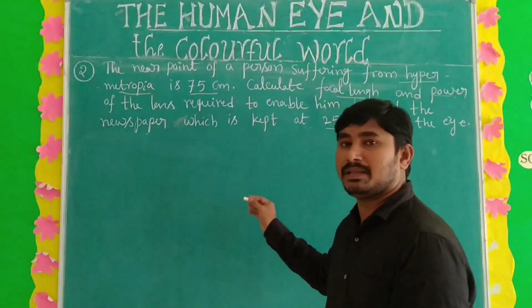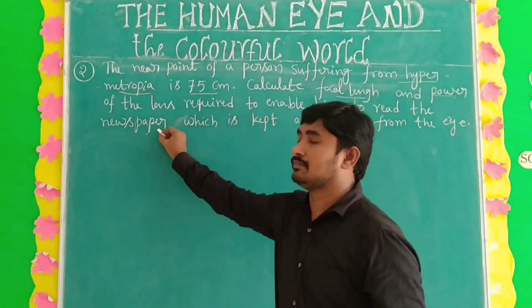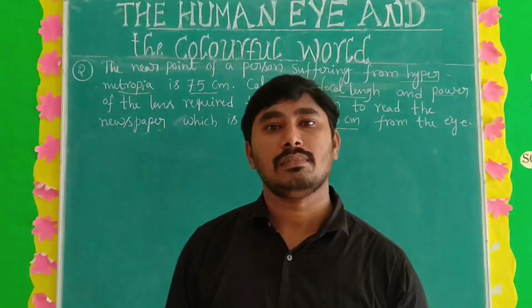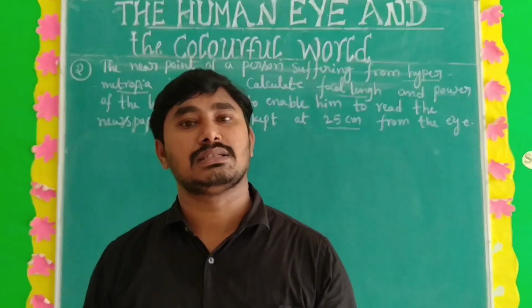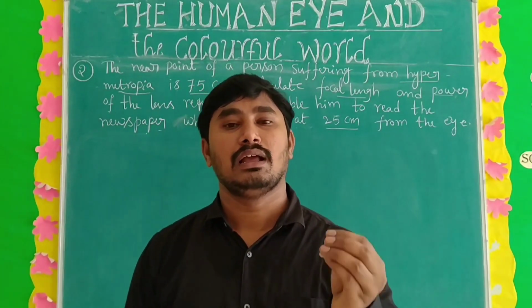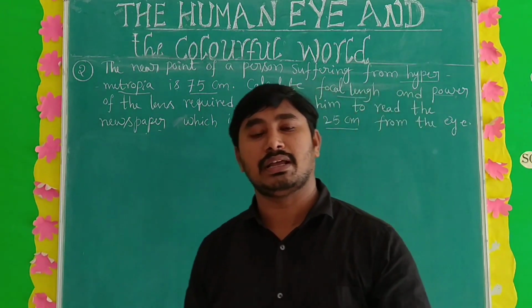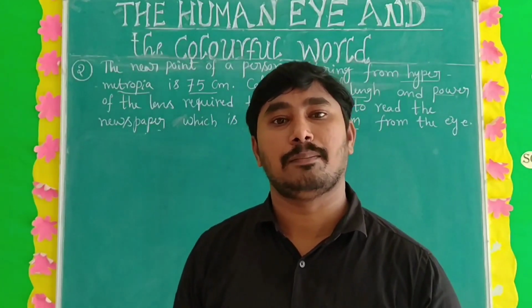Here the newspaper is kept, that is the object. So the object is placed at 25 centimeter. Also, object distance and image distance you should take as negative in this condition of hypermetropia. Only the power of lens is positive.